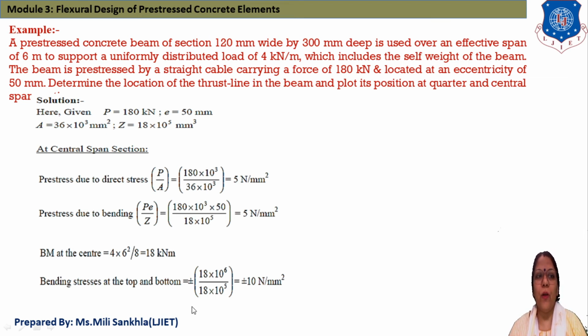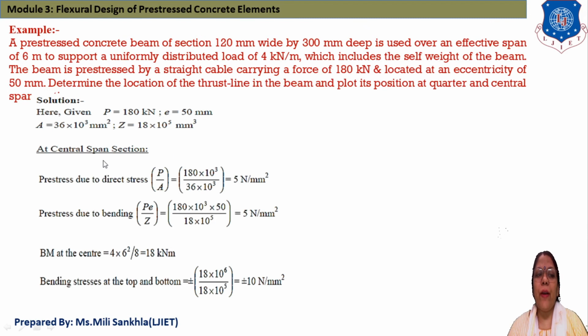Now first of all, given data, mention the given data. P is equal to 180 kN, e is given 50 mm, area is given 36 into 10 raised to 3, that is 120 into 300, and Z is equal to BD square by 6 or I by Y. Which method you follow? Z is equal to I by Y or BD square by 6. BD square, 120 then 300 square by 6. Answer is equal to 18 into 10 raised to 5 mm cube.